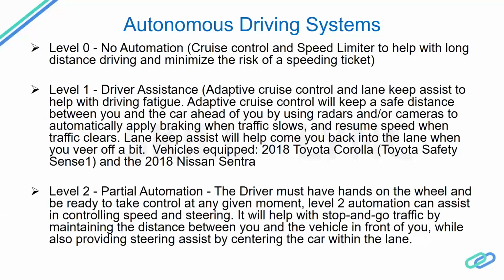And level 2 is partial autonomous driving, where the driver has to keep the hands on the wheel and be alert and ready to take control at any moment. But the steering and the speed of the vehicle will be controlled by the system. And it also provides the features that level 0 and level 1 systems provide.